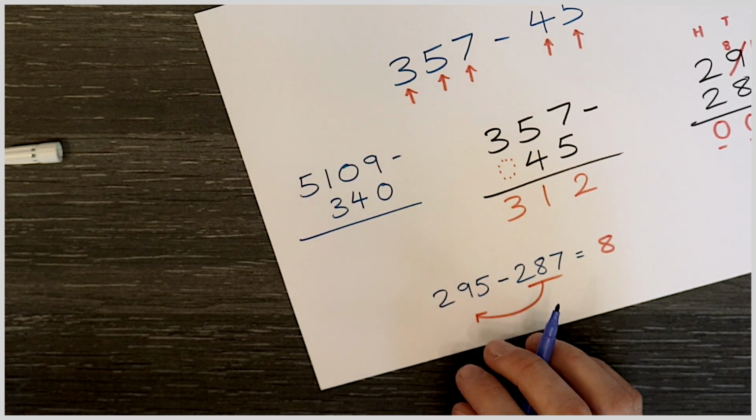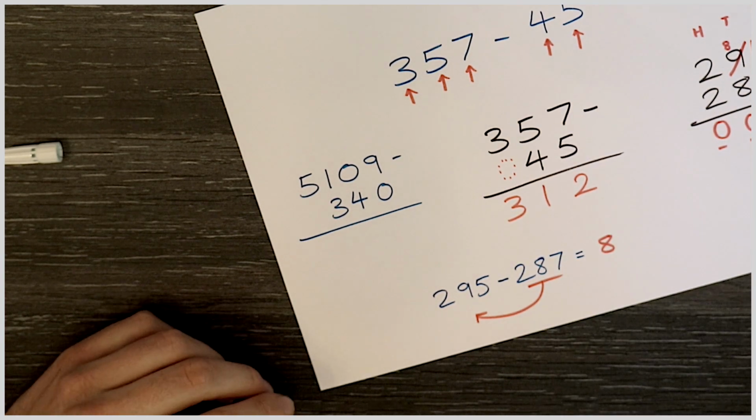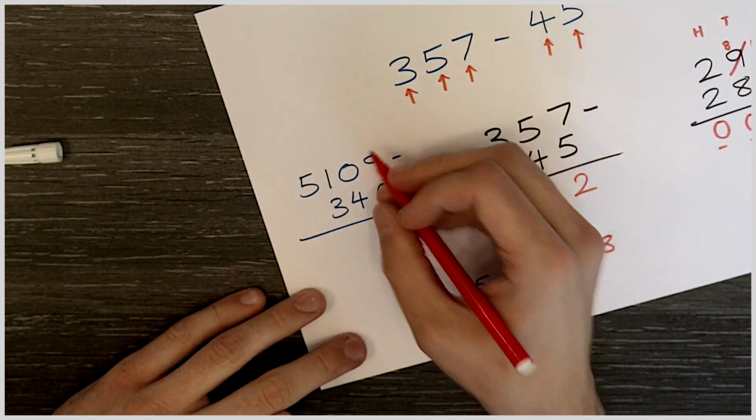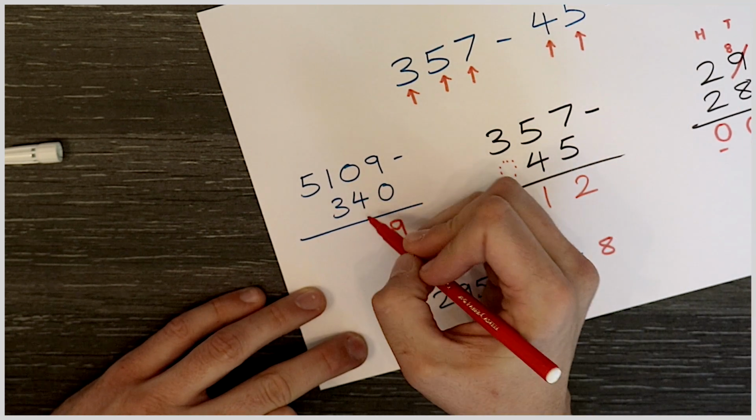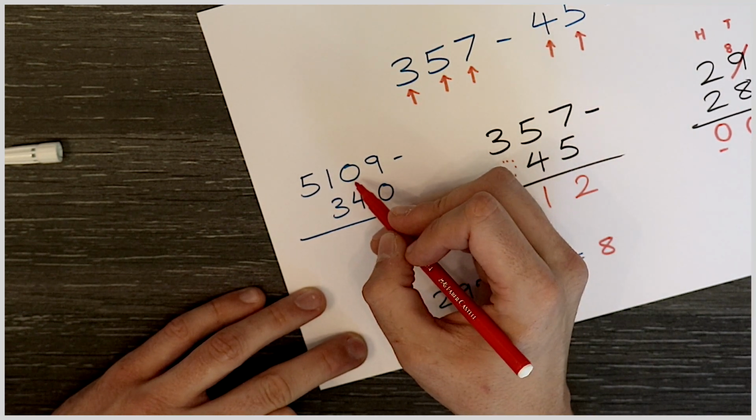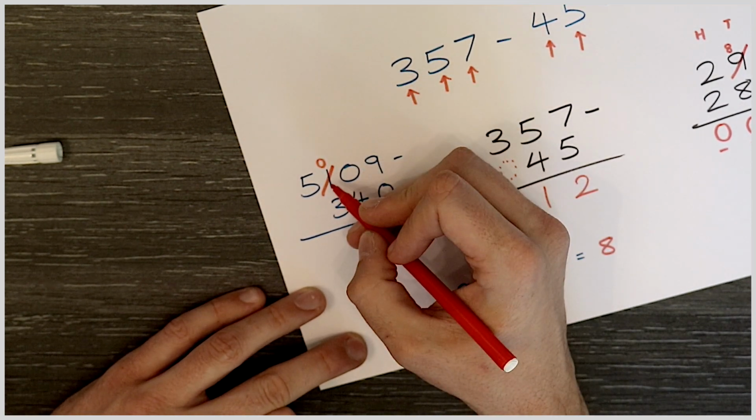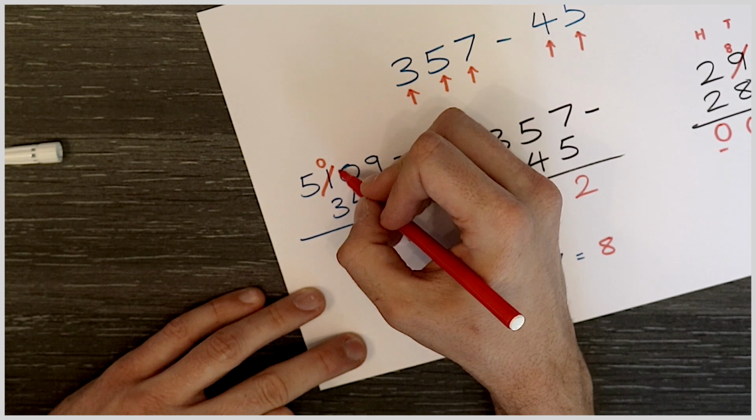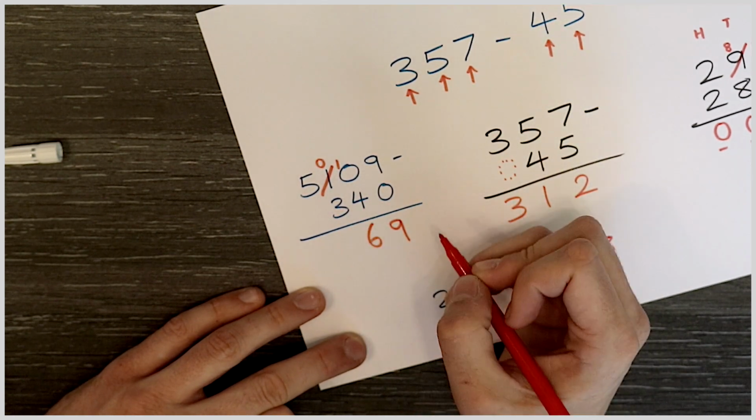Now counting up is going to be a bit trickier because you have to count up further. So I would just use the column method here. It's a nice efficient way. 9 take away nothing is 9. 0 take away 4. This number's too small. So let's go here and let's steal. That's now going to have nothing. This is now going to be 10. 10 take away 4, 6.